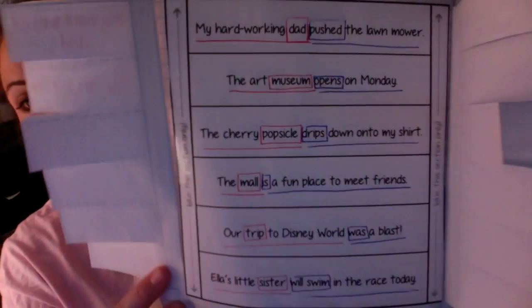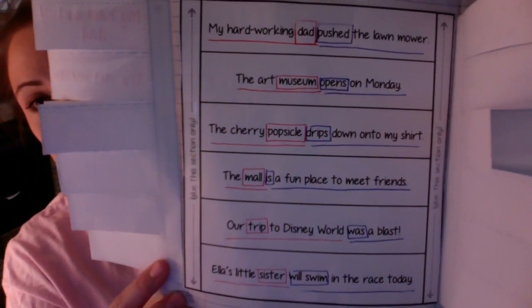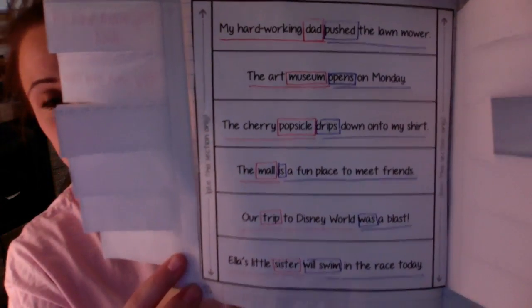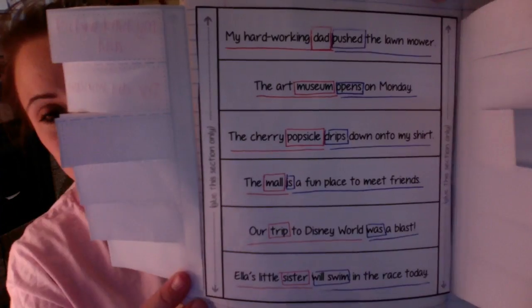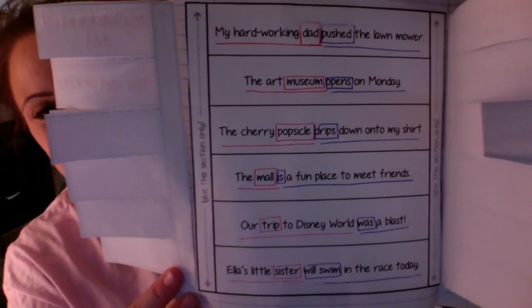Okay, so we've already done 1 and 2. The third one, you should have drawn a box around popsicle. That is your simple subject. You should have underlined the cherry popsicle.